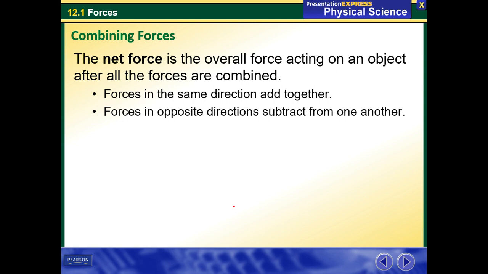Just like we learned with displacement and velocity, typically if forces act in the same direction, we add them together. If forces act in opposite directions, we tend to subtract them from one another.